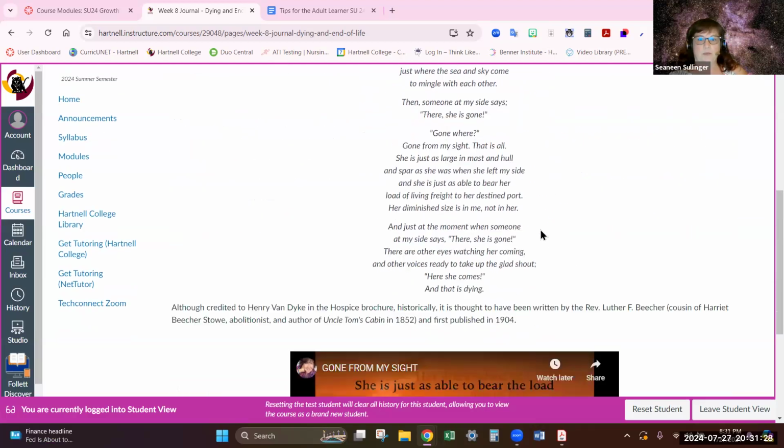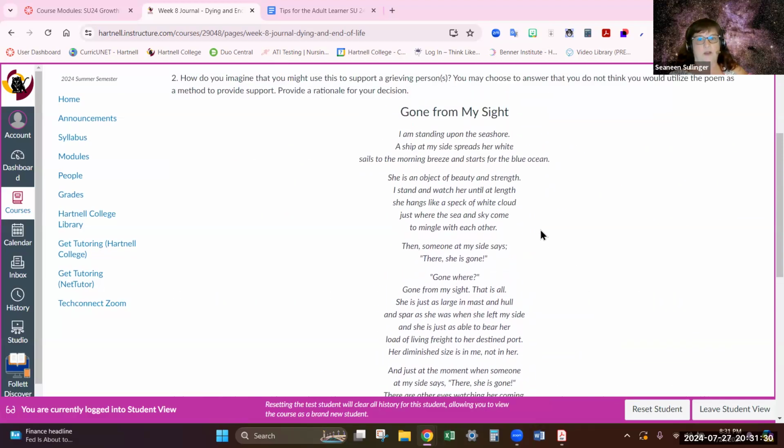So the poem is called Gone From My Sight. I actually read it at my mother's funeral. And I will read it for you just because I like to read it.